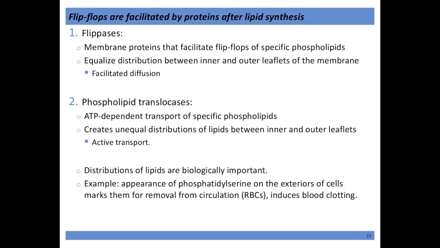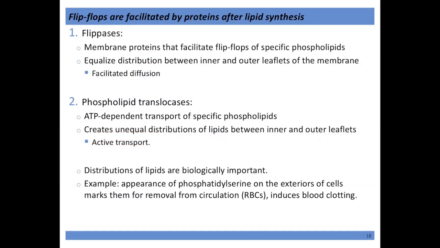And so these are going to be ATP dependent, and they're going to transport a specific phospholipid. Oh, actually, sorry, I need to go back. Since these are facilitated diffusion, I apologize, these are going to equalize the distribution between the inner and outer leaflets of the membrane. So you're not going to have much control. This is, again, facilitated diffusion. So you're going to set up an equal arrangement of those lipids. If we need to set up an asymmetric one, then I have to use active transport, and this is going to create the unequal distribution of lipids between the inner and outer leaflets. And again, we'll talk about this in chapter 10.